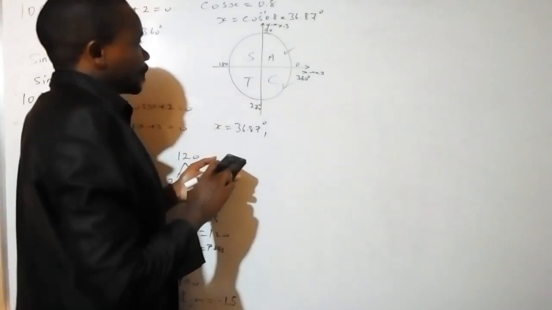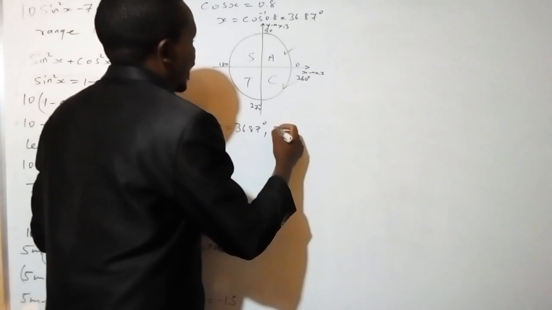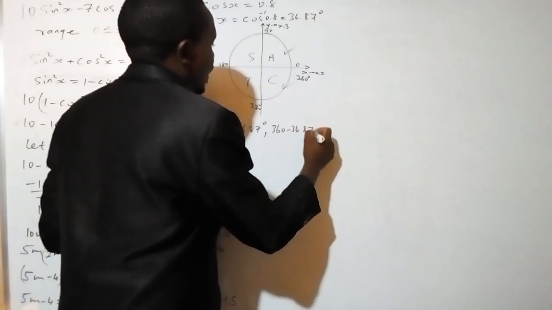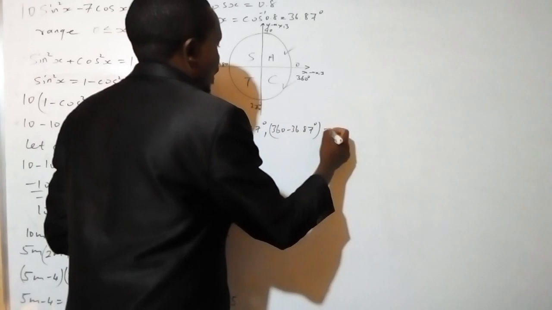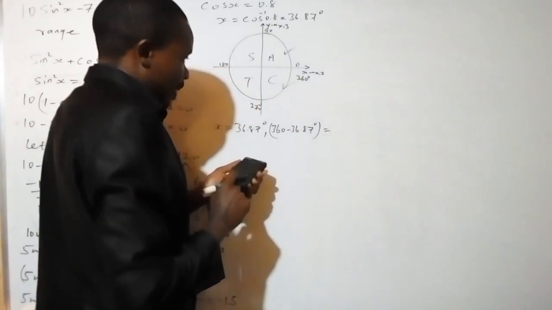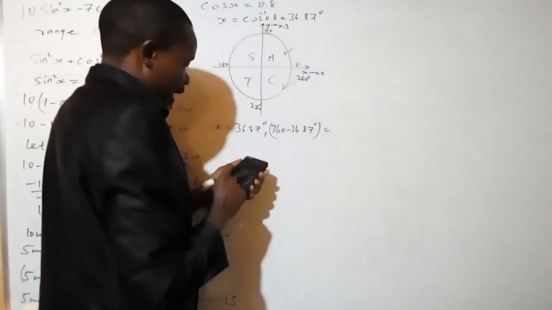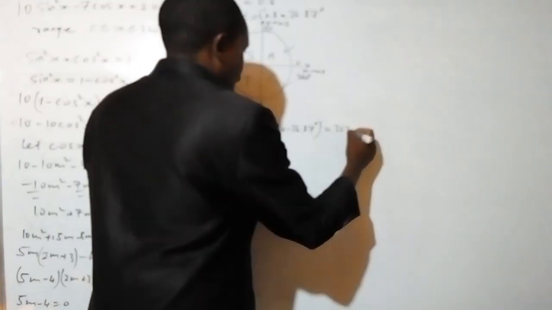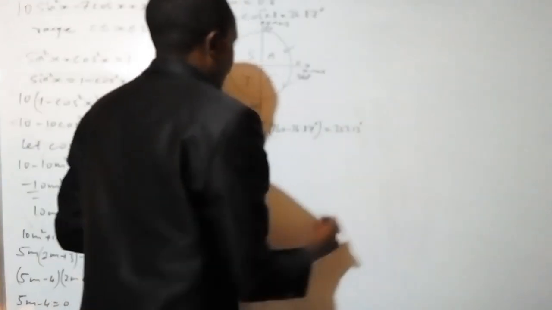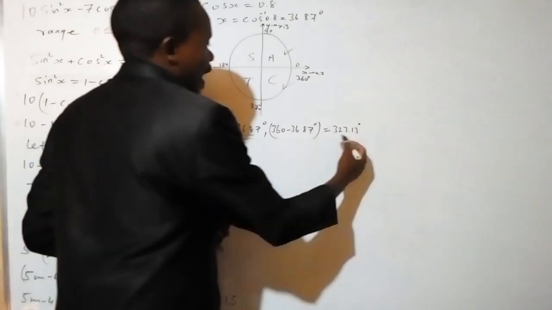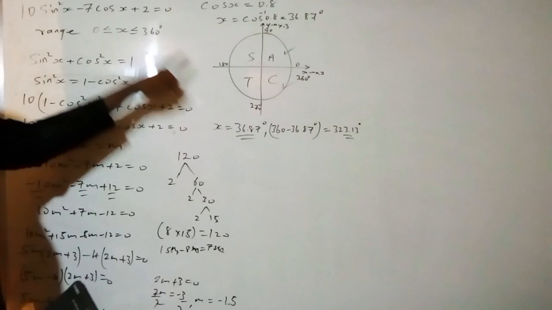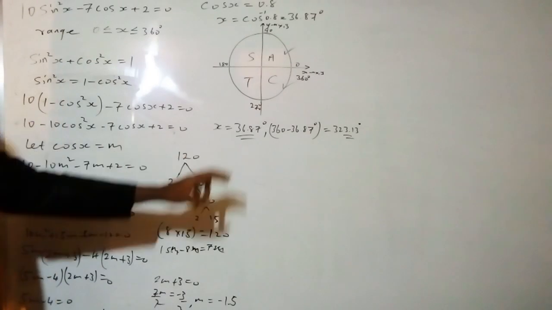We take 360 minus 36.87, and this is supposed to give us 360 minus 36.87, which equals 323.13 degrees. These are the two correct answers, since you've been told that it should lie between 0 and 360. That is the correct answer for that part.